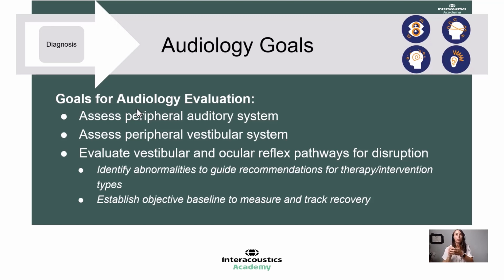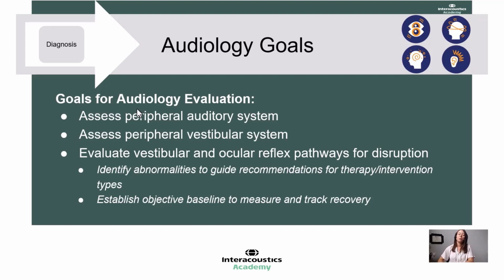One, you want to assess their peripheral auditory and vestibular system to see if there's any functional damage or functional changes that the patients experience, like a change in hearing, change in how their eardrum's moving, or a change in their vestibular function. You also want to evaluate the vestibular and ocular reflex pathways because you're looking for evidence of disruption. And really, this disruption or the abnormalities that you see in our testing can be really helpful to guide what recommendations are made or what types of intervention or therapy is needed for that patient in order to improve. It's also helpful to establish objective baselines in order to measure and track recovery over time.